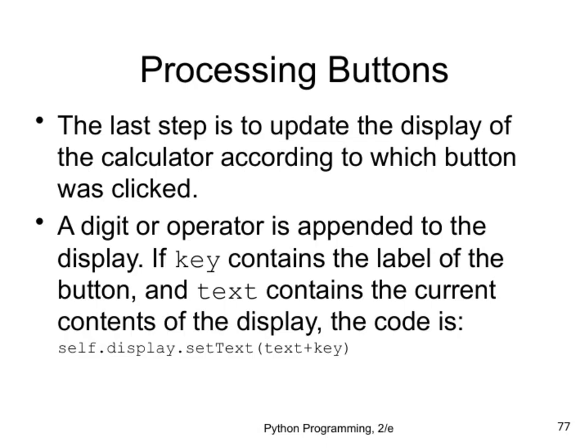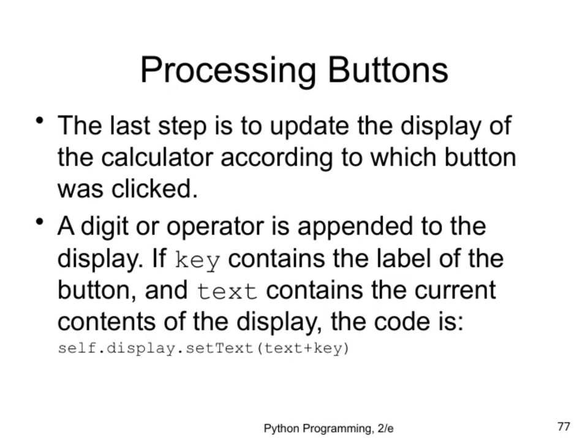The last step in our calculator program is to update its display based on which button was clicked. Essentially, when a user presses a digit or an operator, we want that input to appear on the screen. To do this, we append the new character to the existing display content.